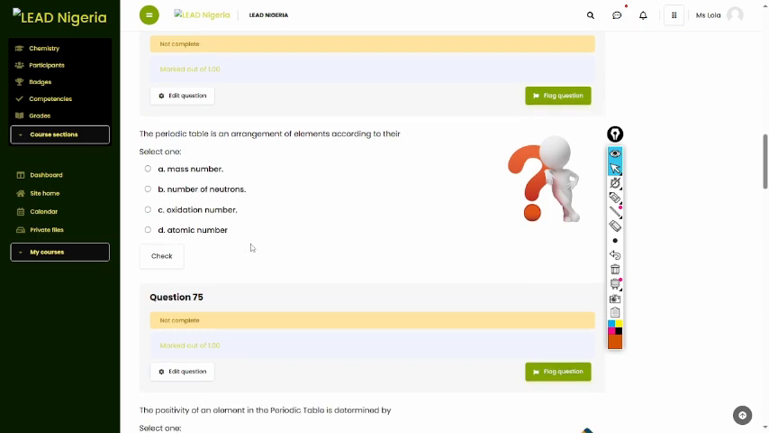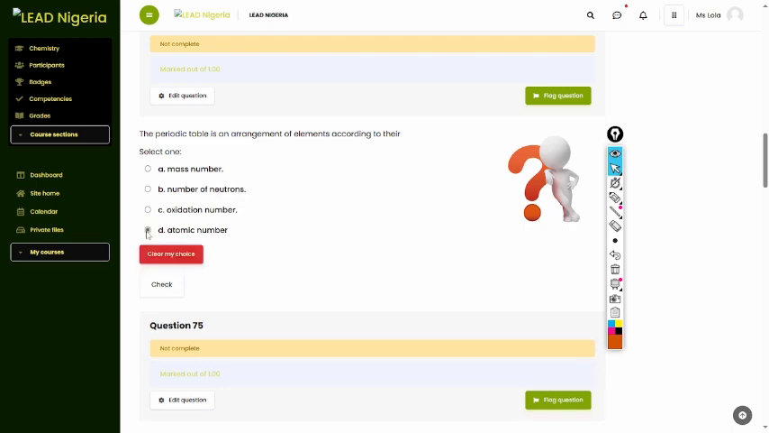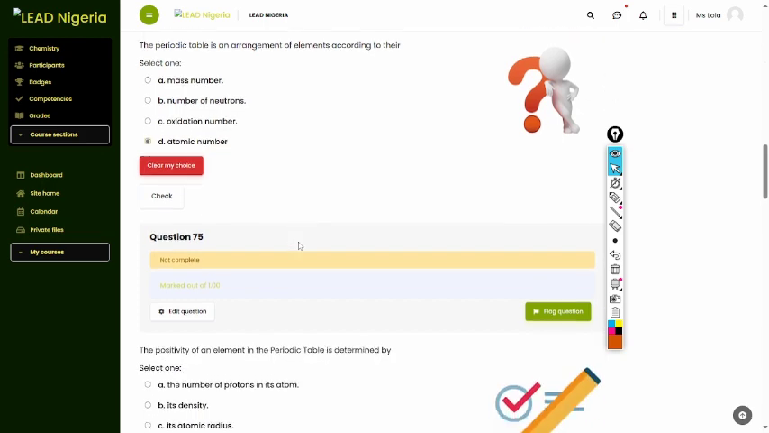The periodic table is an arrangement of elements according to their... So the modern periodic law states that the elements in the periodic table are a periodic function of their atomic numbers. Which means the elements are arranged by their atomic numbers, not their atomic mass, not their mass number, but the atomic number. So the answer is D.